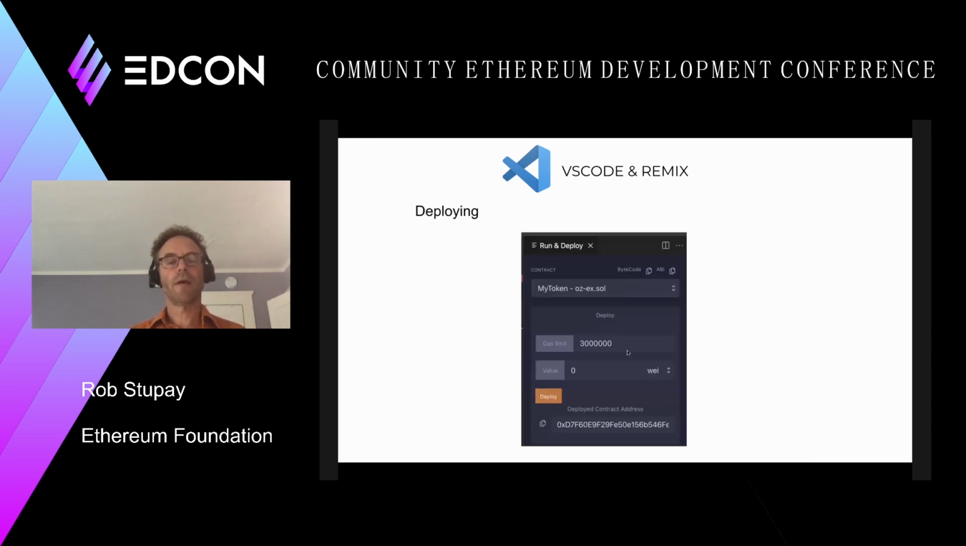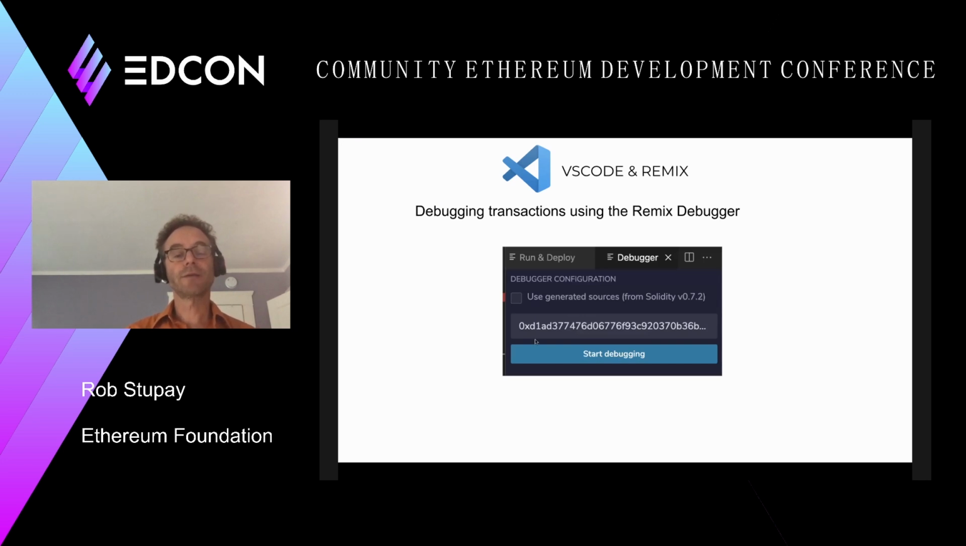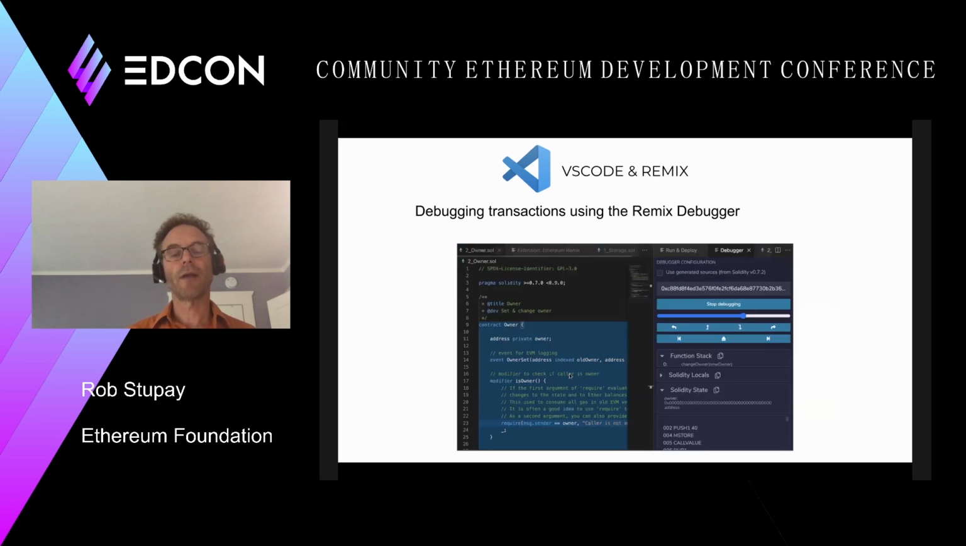Once you've deployed and connected your chain to run and deploy, you'll see your address here. Like in Ganache, you click that, and all the addresses would pop up. And then when you want to run a transaction, you see all the functions, and you can interact with them. And debugging is simple as well. You just put the transaction hash, click debugging, start debugger, and you get the Remix debugger inside of VS Code.